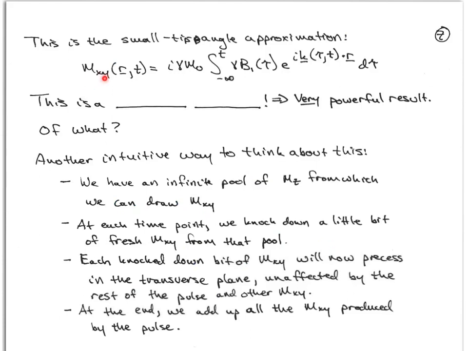Okay, so here's this beast again. This is itself the small tip angle approximation. It says that at any given point in time, the transverse magnetization produced at a location r by a given pulse b1 of tau and a given excitation k-space trajectory k is given by the integral of gamma b1 of tau times the Fourier kernel containing k, the dot product between k and r. Okay, so then you can see right away that this beast is a Fourier transform. And it actually looks an awful lot like the signal equation. So this is a very powerful result, right?